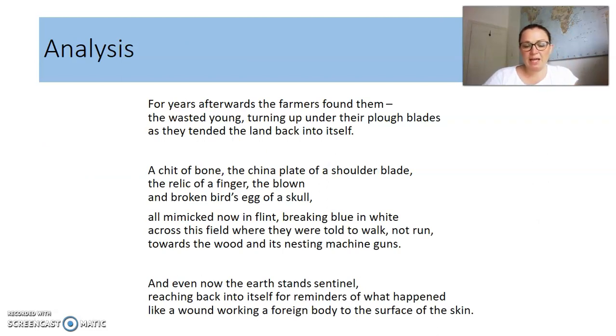So we're going to begin with our analysis. Make sure you've got the poem in front of you. You're probably going to want to highlight or at least underline and annotate as we go, as I do on the screen.